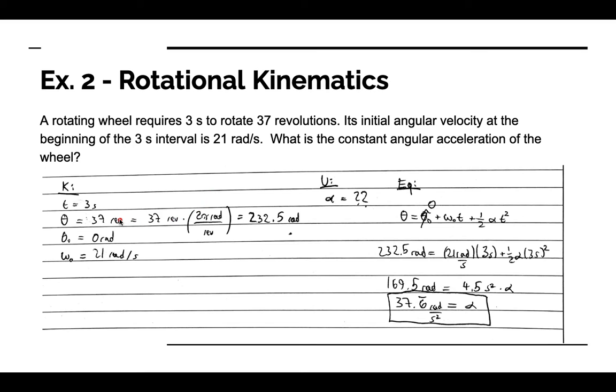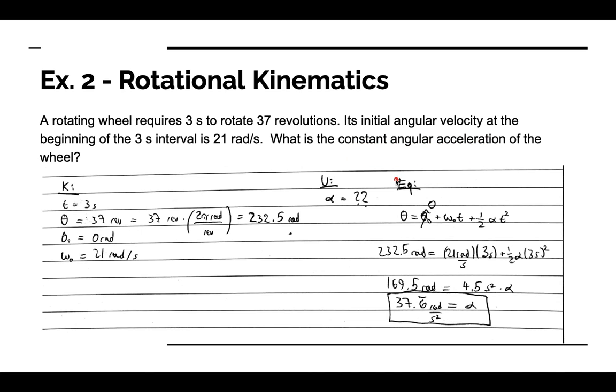However, we have to work in radians, so we need to convert 37 revolutions to radians. In one revolution, there are 2 pi radians. So we multiply 37 by 2 pi, the revolutions cancel and leave us with radians, which gives us 232.5 radians. So our final angular position is 232.5 radians. Lastly, our angular acceleration is our unknown. That's what the problem asks us to find.